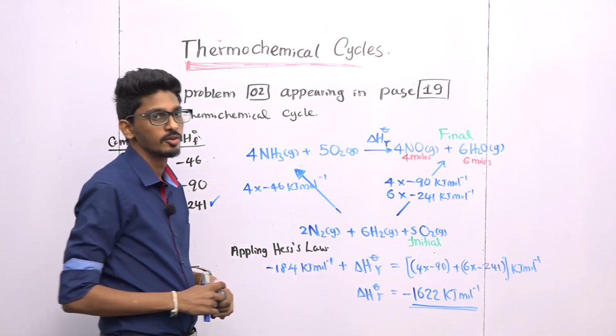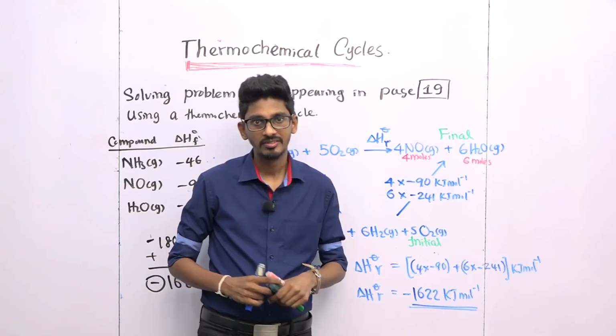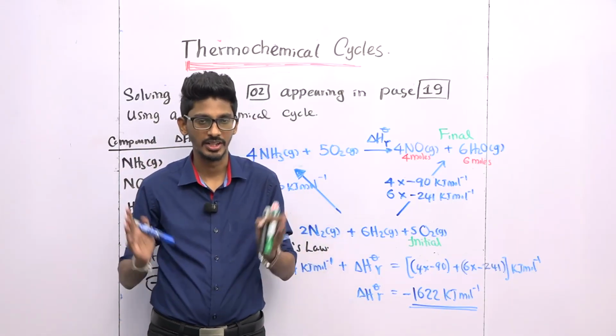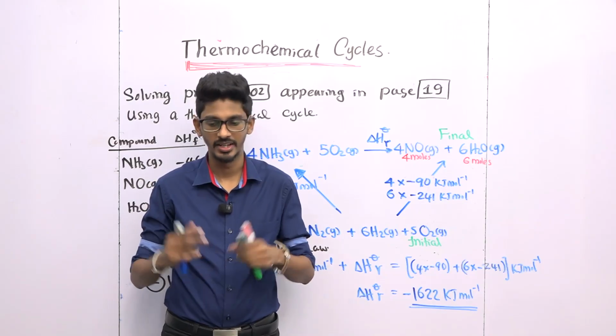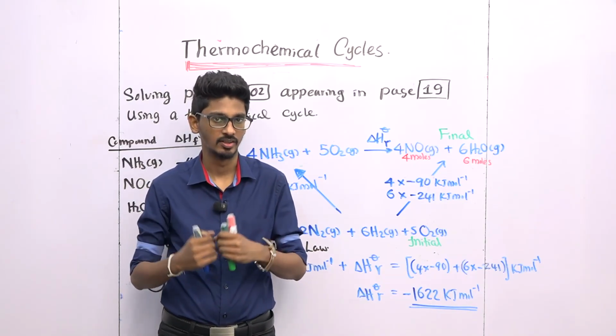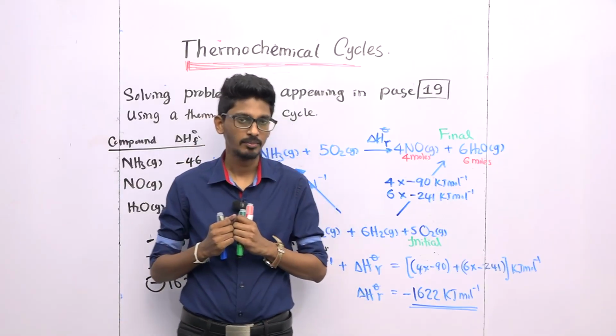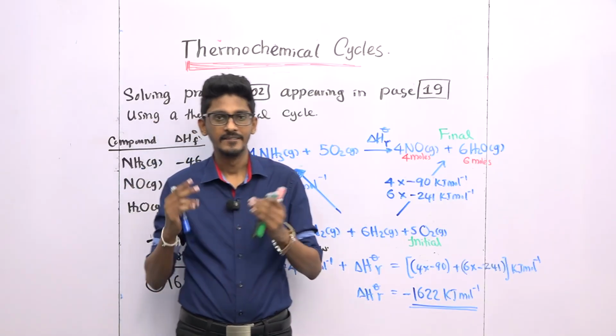So with this one, we will wind up this lesson. What we have studied today is all about the delta H naught F, the formation enthalpy. We have done all the problems appearing in your notes as well. You have some problems to solve in your workbook.